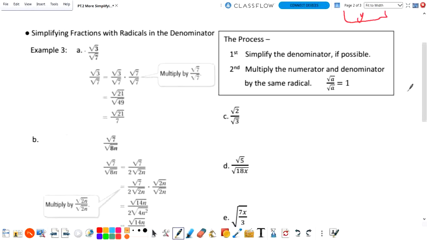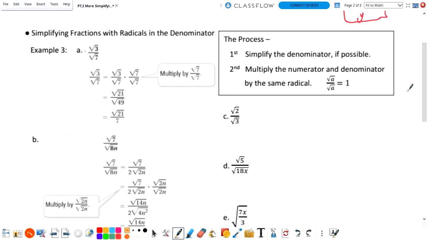All right, and then the last part of this lesson is simplifying fractions with radicals in the denominator. Okay, so the process for this is to simplify the denominator if possible. And then the second step is to multiply the numerator and denominator by the same radical.